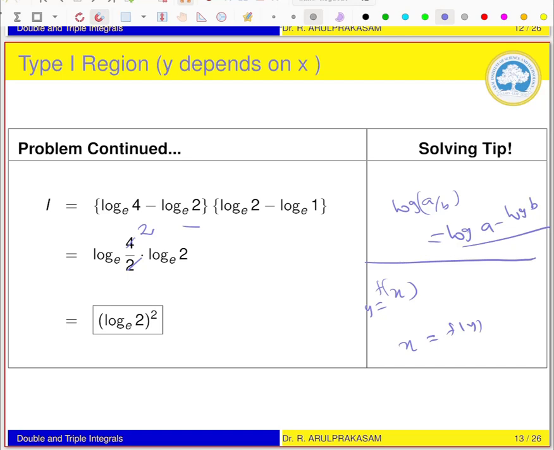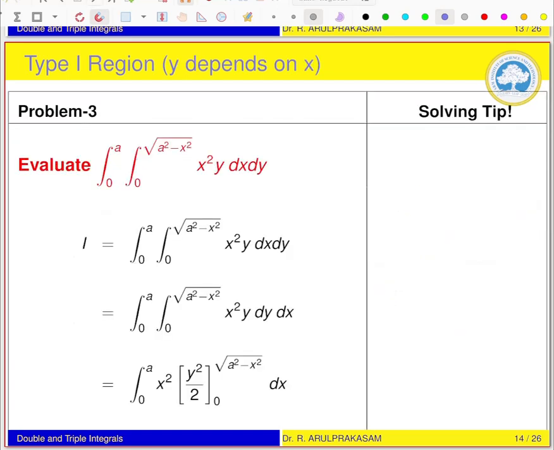So think about this problem. Okay, try this problem. Note this problem. We'll discuss it next class.